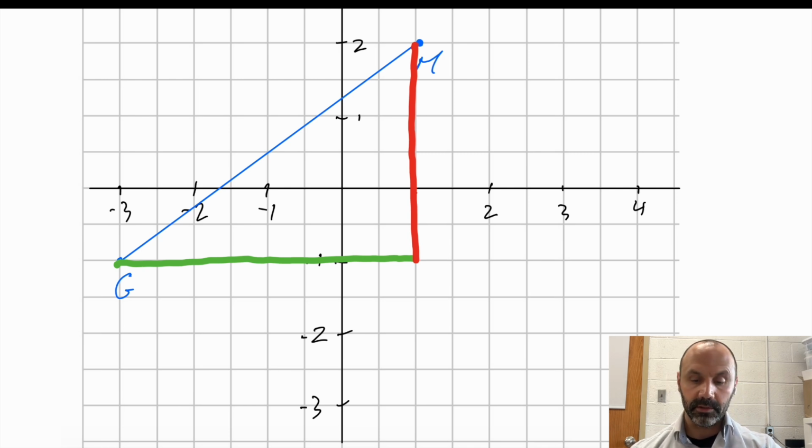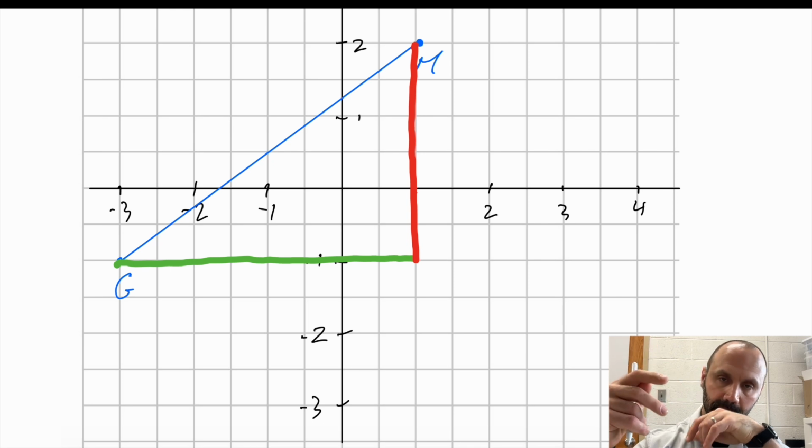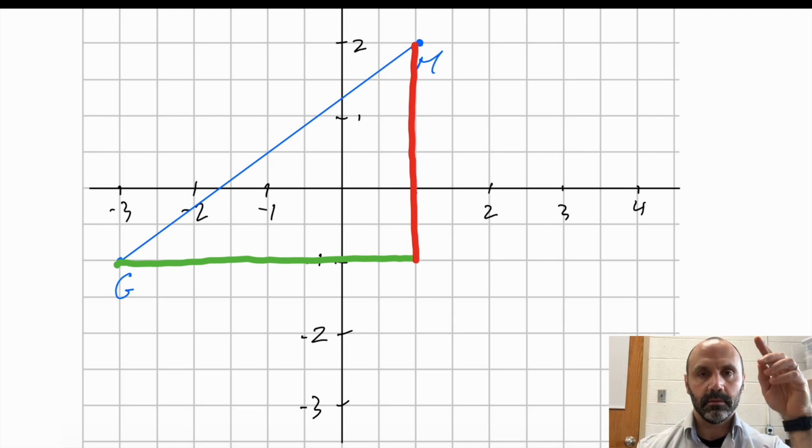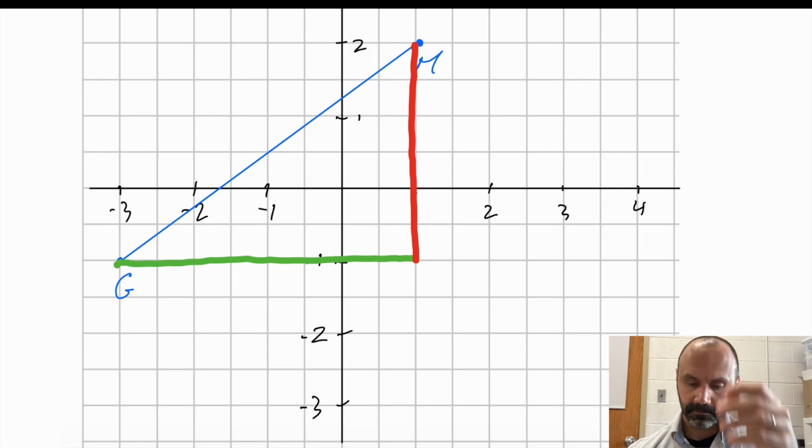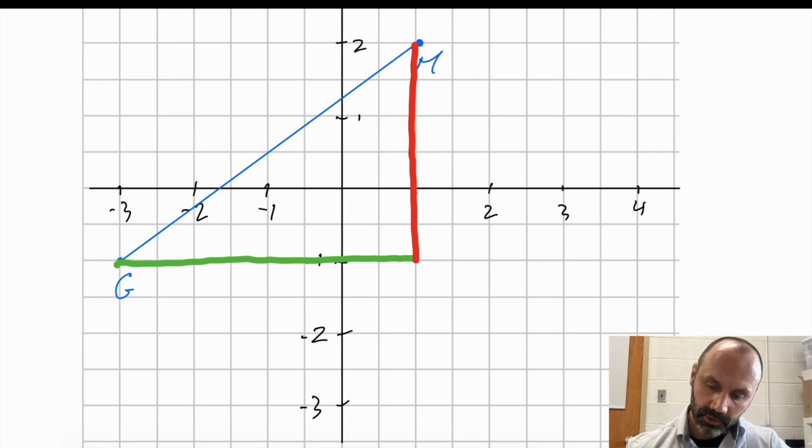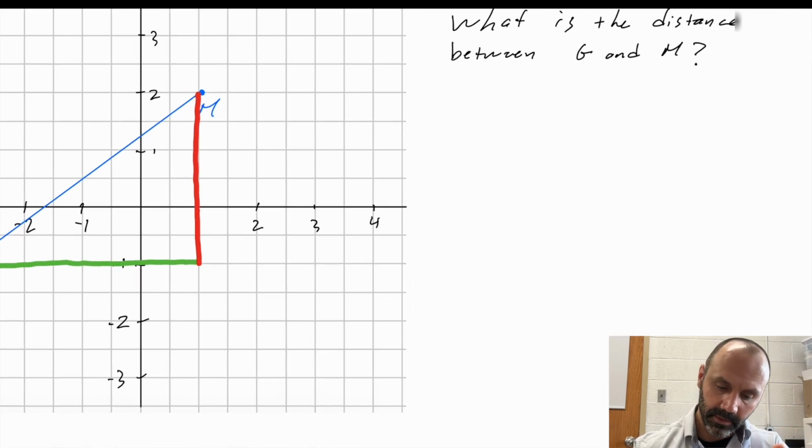If we look carefully at that, we realize, hey, that's a right triangle. So if we take the horizontal and the vertical distances, then we can always find that other distance by using the Pythagorean theorem. And that's what we're going to do here. So let's use the same method we did before.